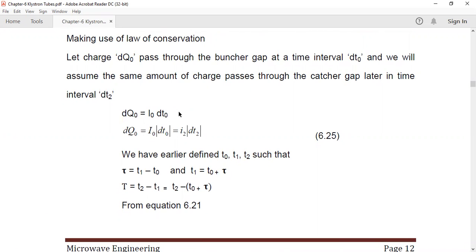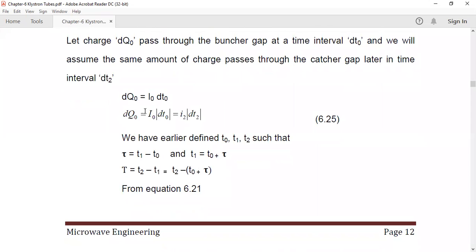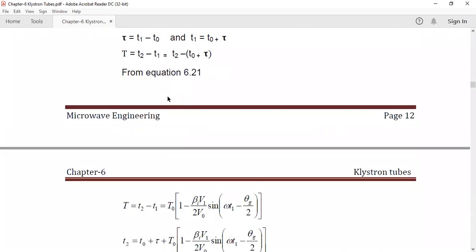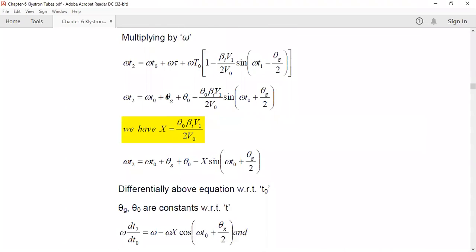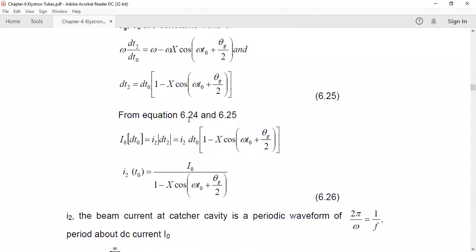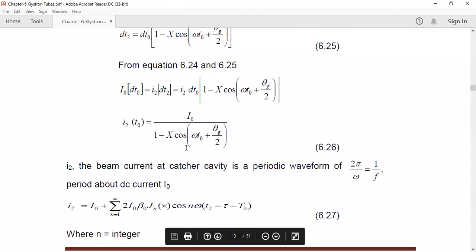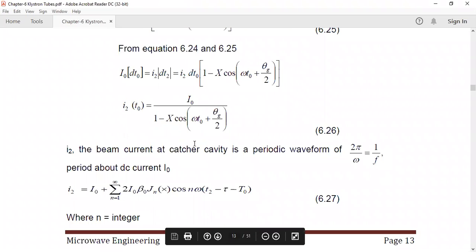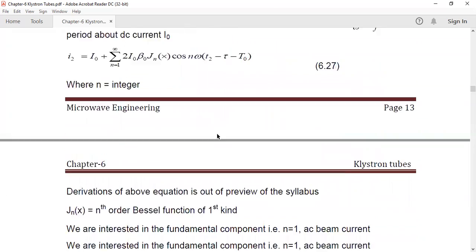Q is equal to I into T. So this is the Q naught: dQ naught is equal to I naught into dT naught. Now we can substitute. This is the bunching parameter. This is the current: I naught by 1 minus x cos of omega t naught plus theta g by 2.